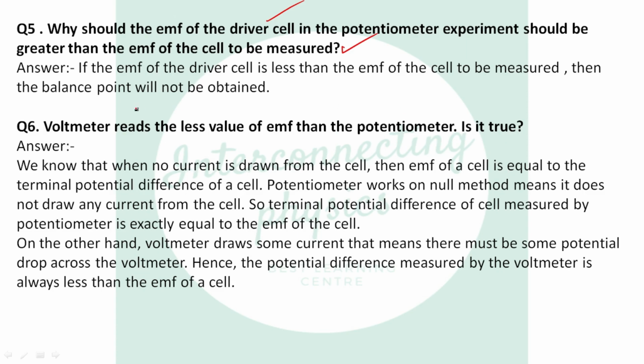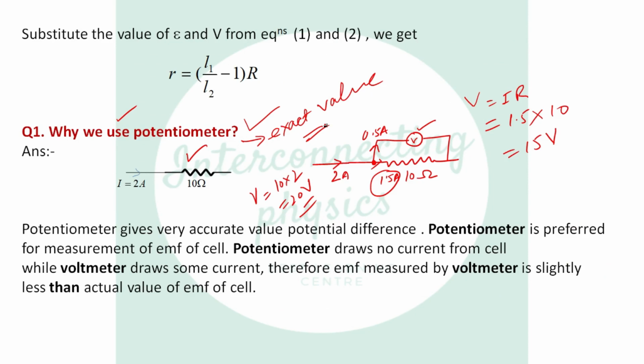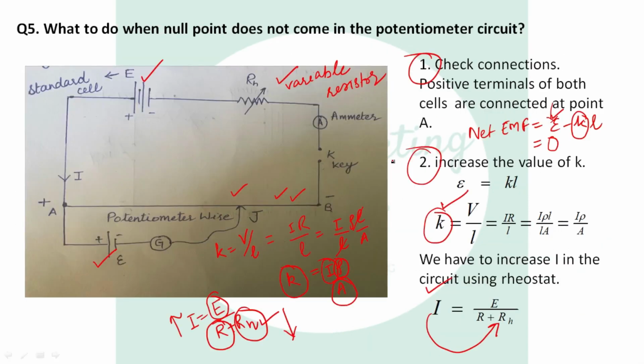A voltmeter reads a lesser value of EMF than a potentiometer. Is it true? Yes. Obviously, a voltmeter always reads a lesser value of EMF than a potentiometer, because the voltmeter draws some current. That means there must be some potential drop across the voltmeter. So the voltmeter does not give the exact value of the EMF of the cell; it gives a lesser value. I have already explained this here. By this experiment, you can show that the voltmeter always reads a lesser value of the EMF of the cell, because it draws some current from the circuit and there is a potential drop, so it always reads the lesser value of the potential difference.